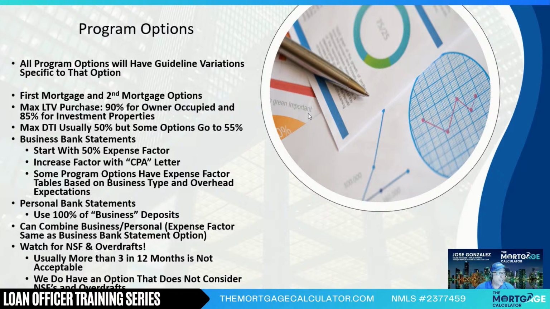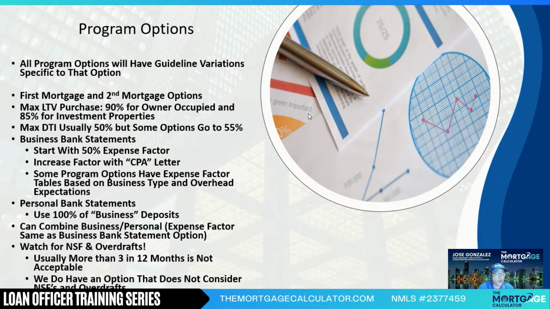So now you can combine business and personal bank statements. They call that commingling in the industry. However, note that when you commingle business and personal bank statements, the expense factor applied to the deposits will usually be the same expense factor that you're applying to the business. So if it's an 80% expense factor to the business, it's going to be 80% expense factor to the personal bank statements, and 70% it'll be 70%. So just keep that in mind when you're doing your analysis.